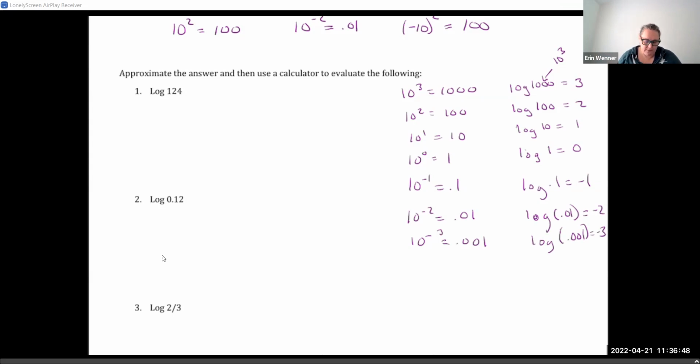So in our problems here, we've got log of 124, and I want to approximate the answer. I want you to think about what numbers this answer could be between, and then I want you to actually use your calculator and find that answer. So first send me your approximation, and then your actual answer.